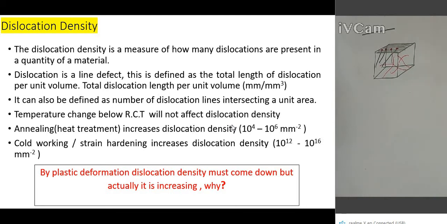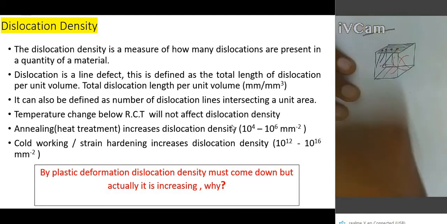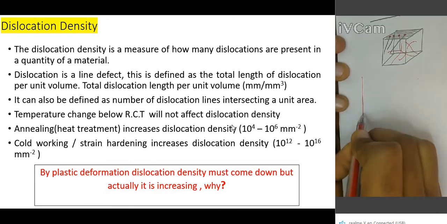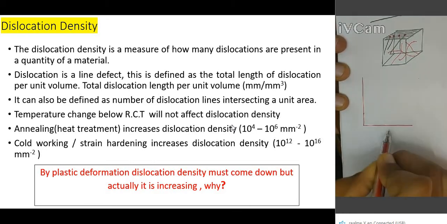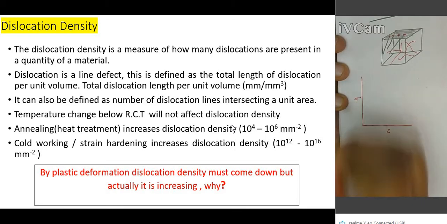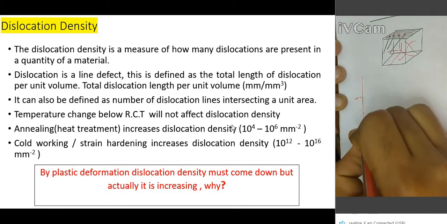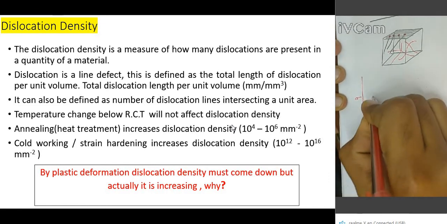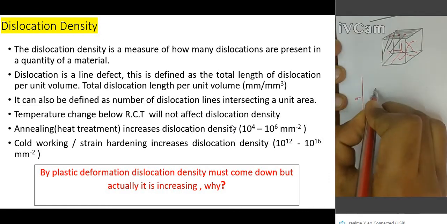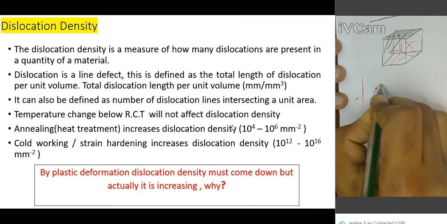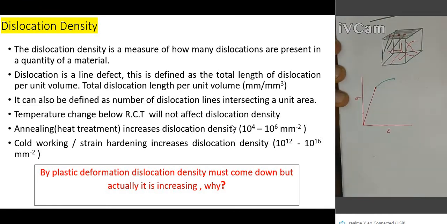We already studied the stress strain diagram. In this stress strain diagram, this is strain, this is stress. I am loading a particular material, a standard specimen. We reach this point, which is the yield strength of the material. After the yield strength, what happened? Plastic deformation will take place. So this is the plastic deformation.